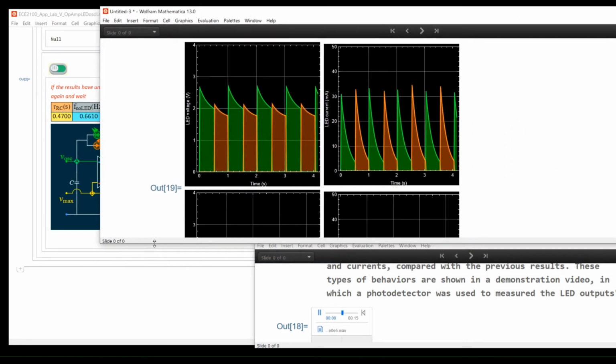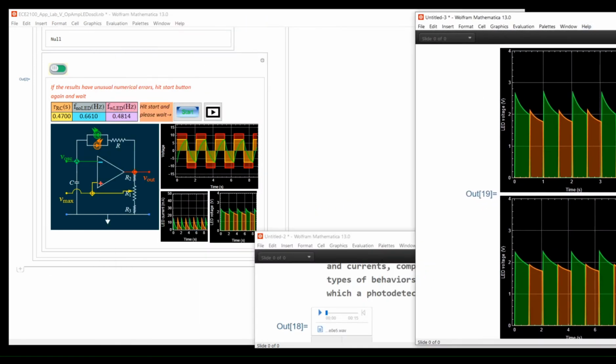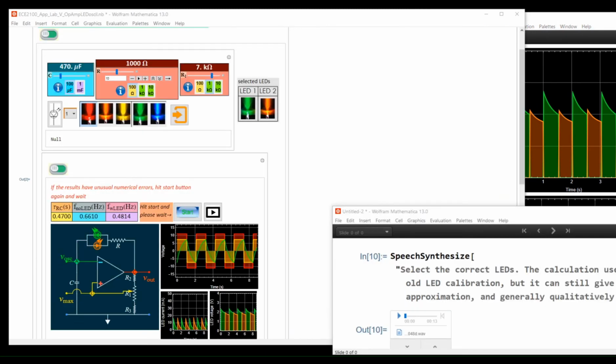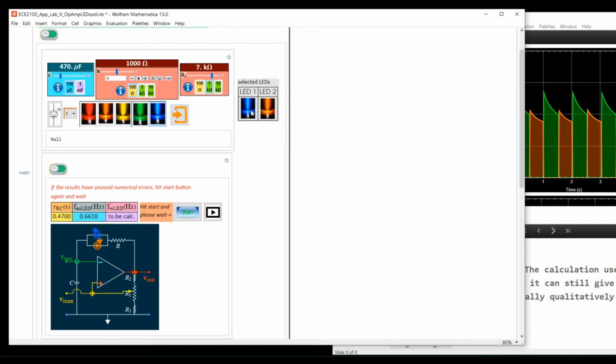These types of behaviors are shown in a demonstration video, in which a photodetector was used to measure the LED outputs. Select the correct LEDs. The calculation uses somewhat old LED calibration, but it can still give some reasonable approximation, and generally qualitatively valid LED behaviors.